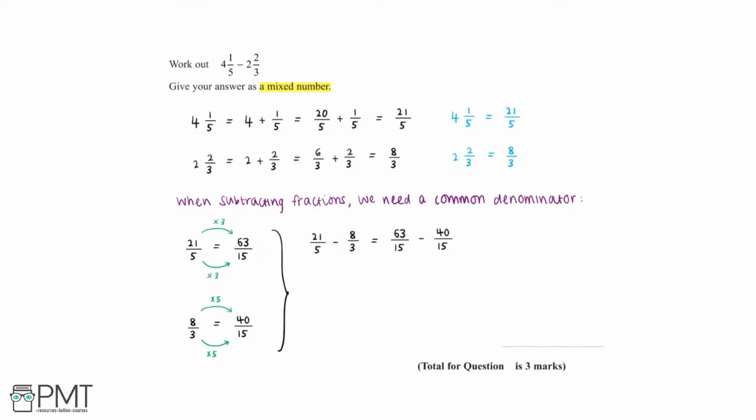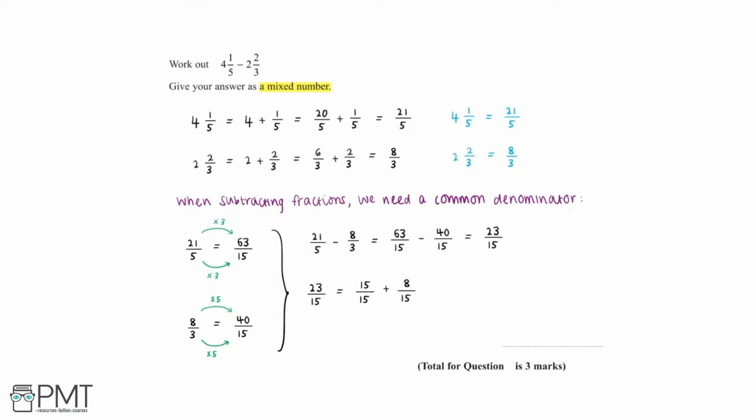Now since they have the same denominator, we just need to focus on subtracting the numerators. 63 take away 40 is equal to 23, and so 63/15 take away 40/15 is equal to 23/15. But now this isn't our final answer, because we need to give our answer as a mixed number. So essentially, to convert from an improper fraction to a mixed number, we'd do the opposite of what we did at the beginning.